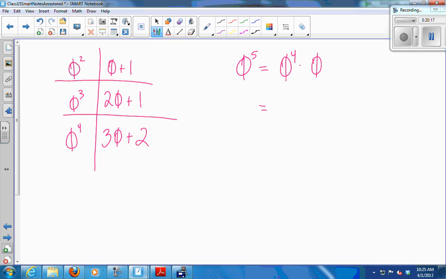Phi to the fourth can get replaced with what other expression? 3 phi plus 2. Very good. We know that phi to the fourth is 3 phi plus 2, so I make that replacement. Instead of phi to the fourth, I write 3 phi plus 2 times phi.